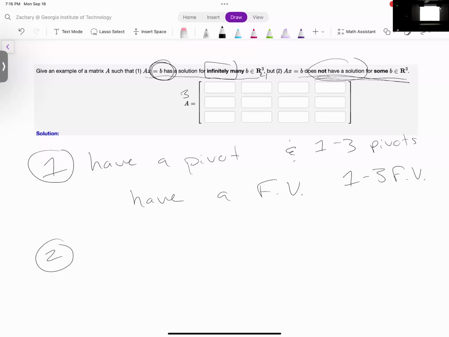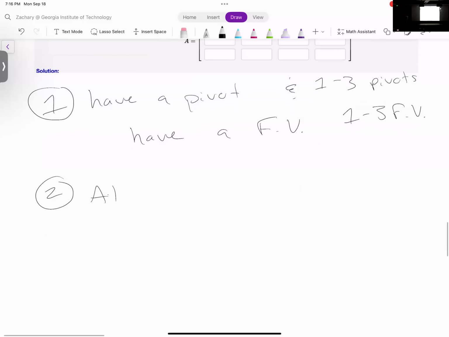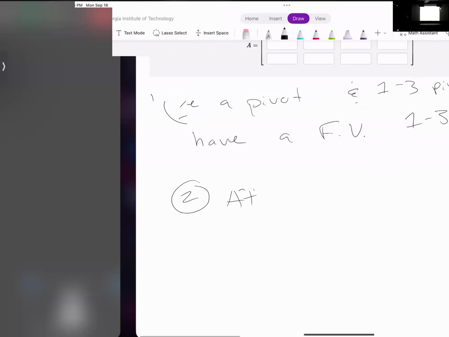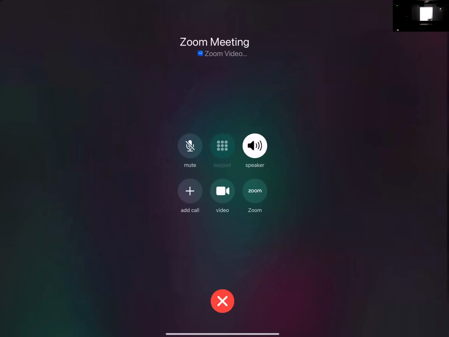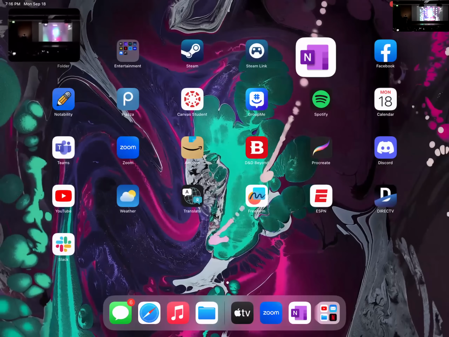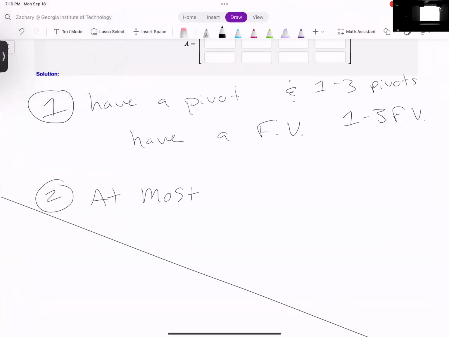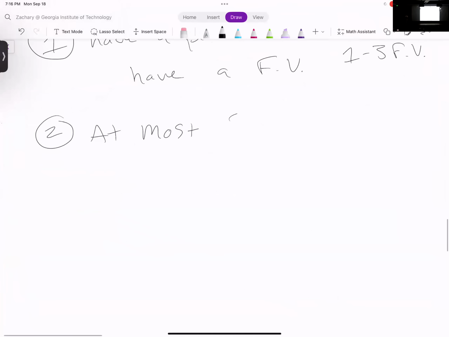So if I need something outside of the span, how many pivots can I have at most? 2. I can't have all 3 to fill R3. You're right, that is the definition of something that's inconsistent. But this is we need at most 2 pivots. Span is being recorded. I know. Okay. At most 2 pivots.